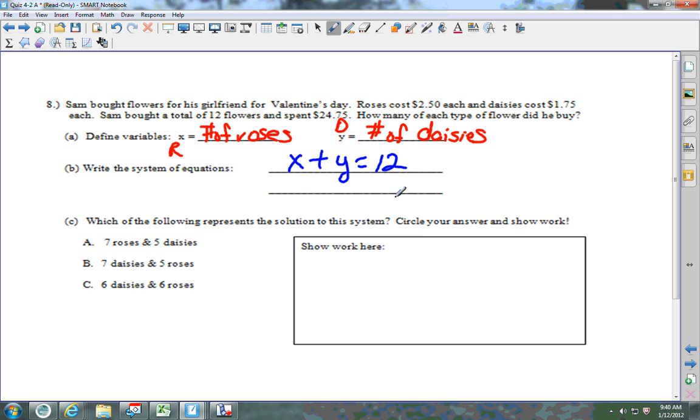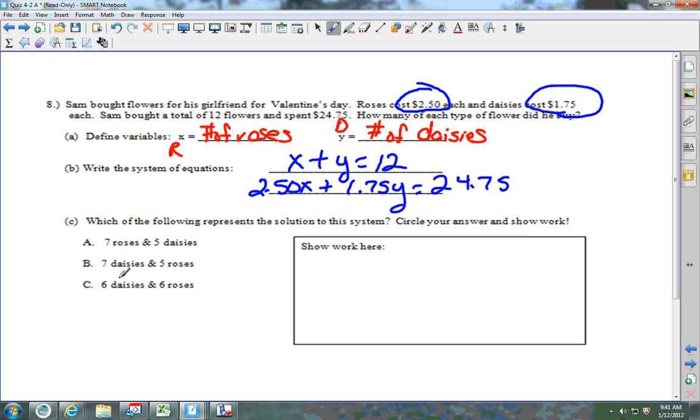The second one has to have the dollar amounts with it. X is the number of roses. How much are the roses? The roses are 2.50. So I'm going to have 2.50x plus the daisies, $1.75 times the daisies, and he spent a total of $24.75. Now you can go through here and solve this by linear combination by multiplying the top equation by something.